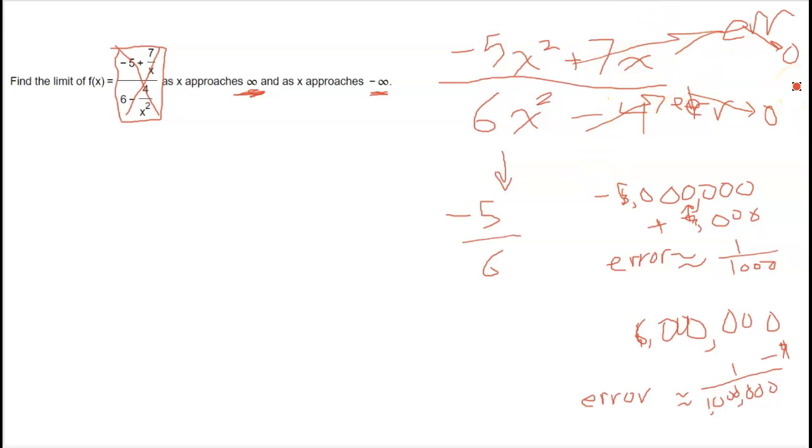It's the same thing as the green approach, right? Look at what they did. They made the negative 5 show up, and they made the 6 show up. All they did to the original was divide by the highest degree that they saw anywhere. They divided every single term equally by x squared.